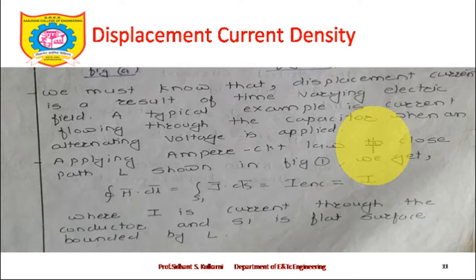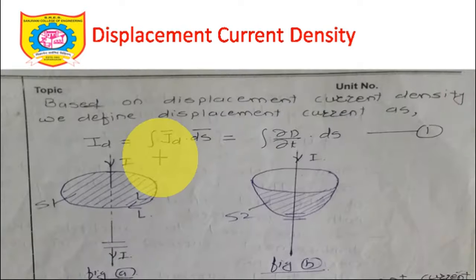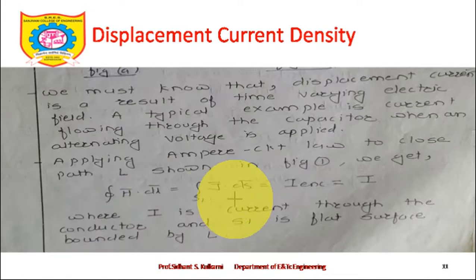So applying Ampere circuit law to the closed path L as shown in figure 1, you already know the closed line integral of H bar dot dl bar is equal to the integral of J bar dot ds bar, which is equal to I enclosed, which is equal to I. Here I is the current flowing through the conductor and S1 is the flat surface bounded by the length L. Is it okay? So the first thing is clear.